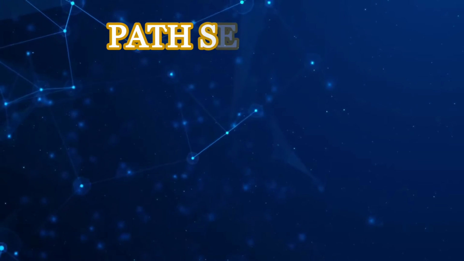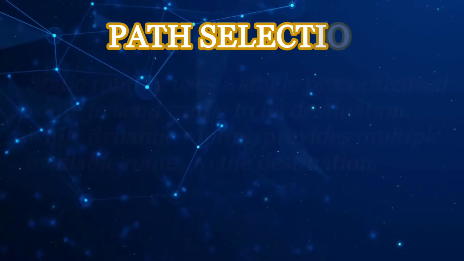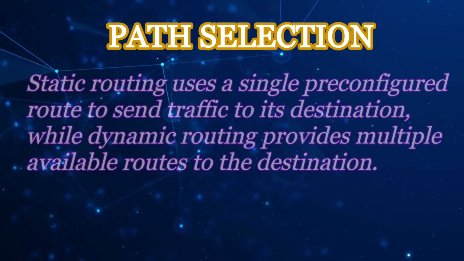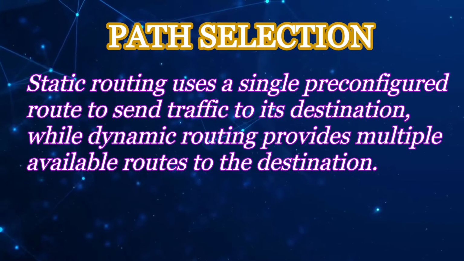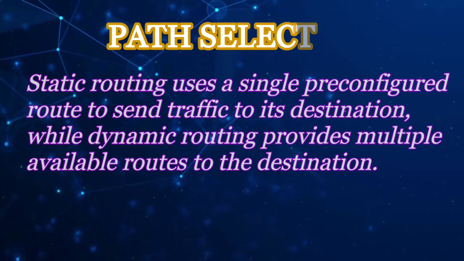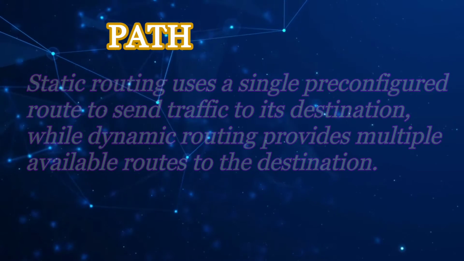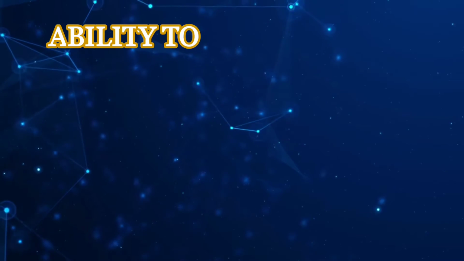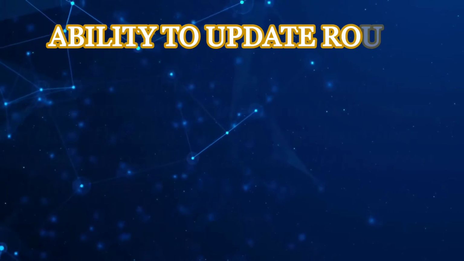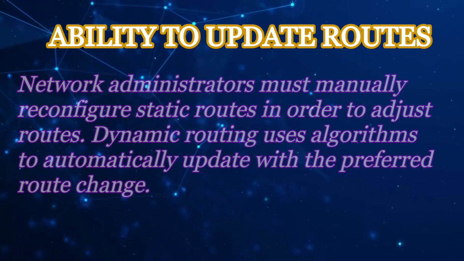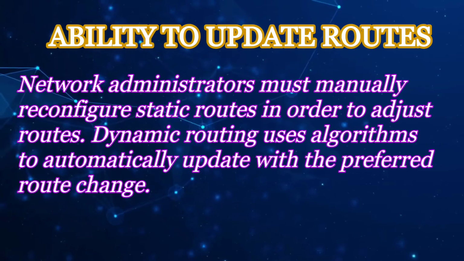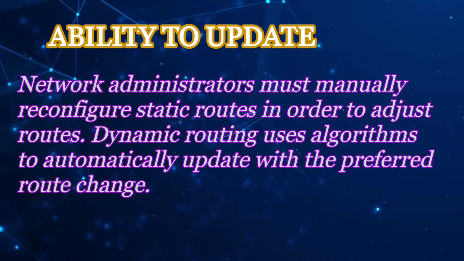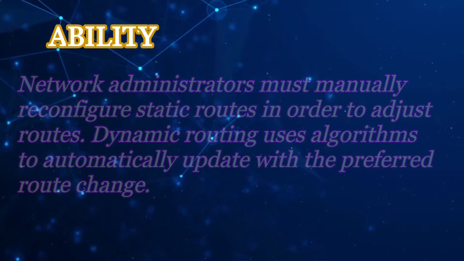First, let's talk about path selection. When it comes to path selection, static routing uses a single pre-configured route to send traffic to its destination, while dynamic routing provides multiple available routes to the destination. Second, when it comes to the ability to update routes, network administrators must manually reconfigure static routes in order to adjust routes, while dynamic routing uses algorithms to automatically update the preferred route change.